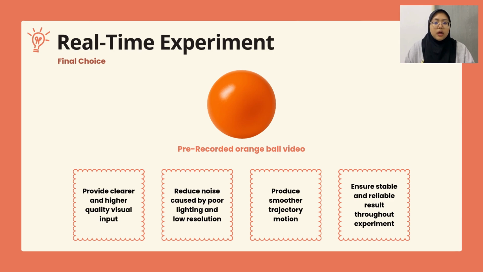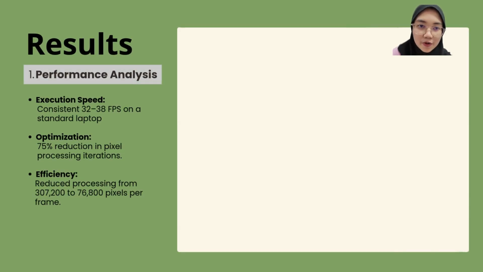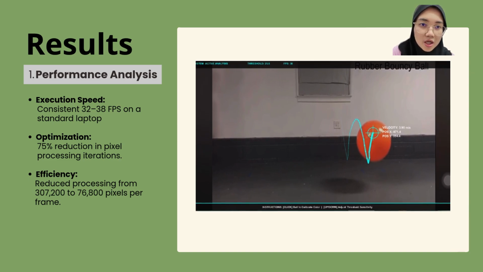The reason for our choice is that it provides a clearer and higher quality visual input. It also reduces noise caused by the poor lighting and the low resolution, produces smoother trajectory motion, and ensures stable and reliable results throughout the experiment. So next are the results of sports object tracking where we use the orange ball as a model.